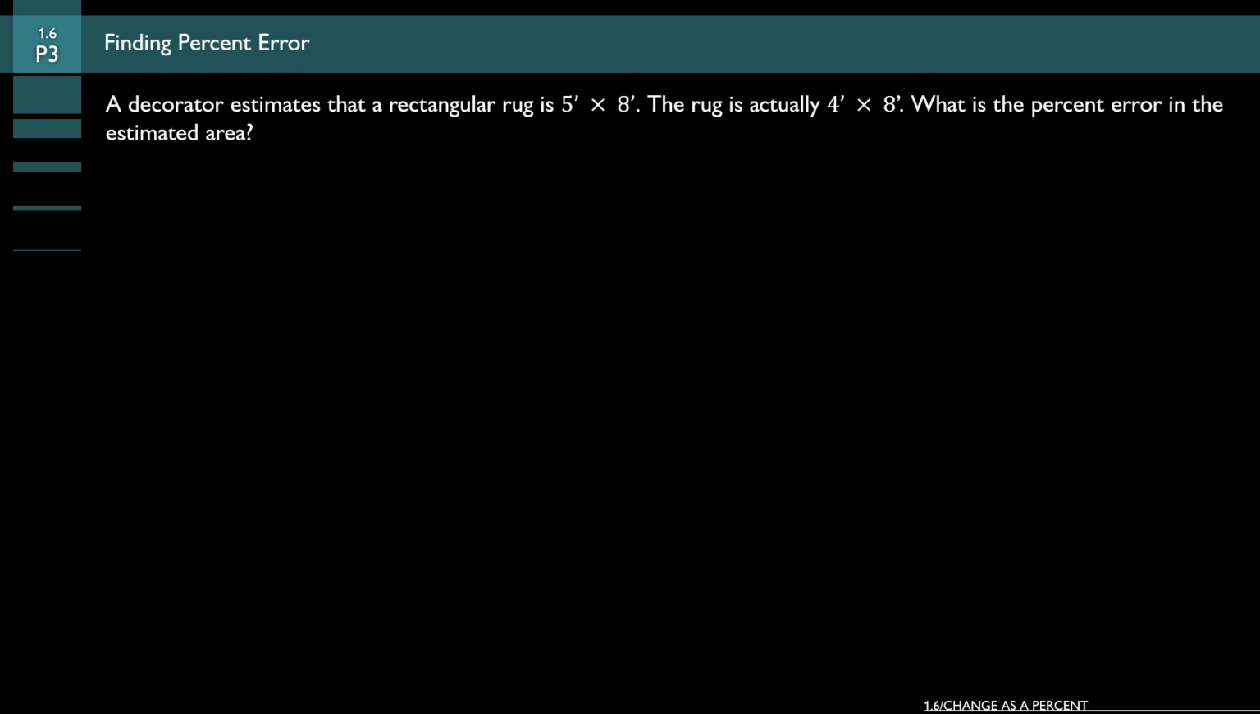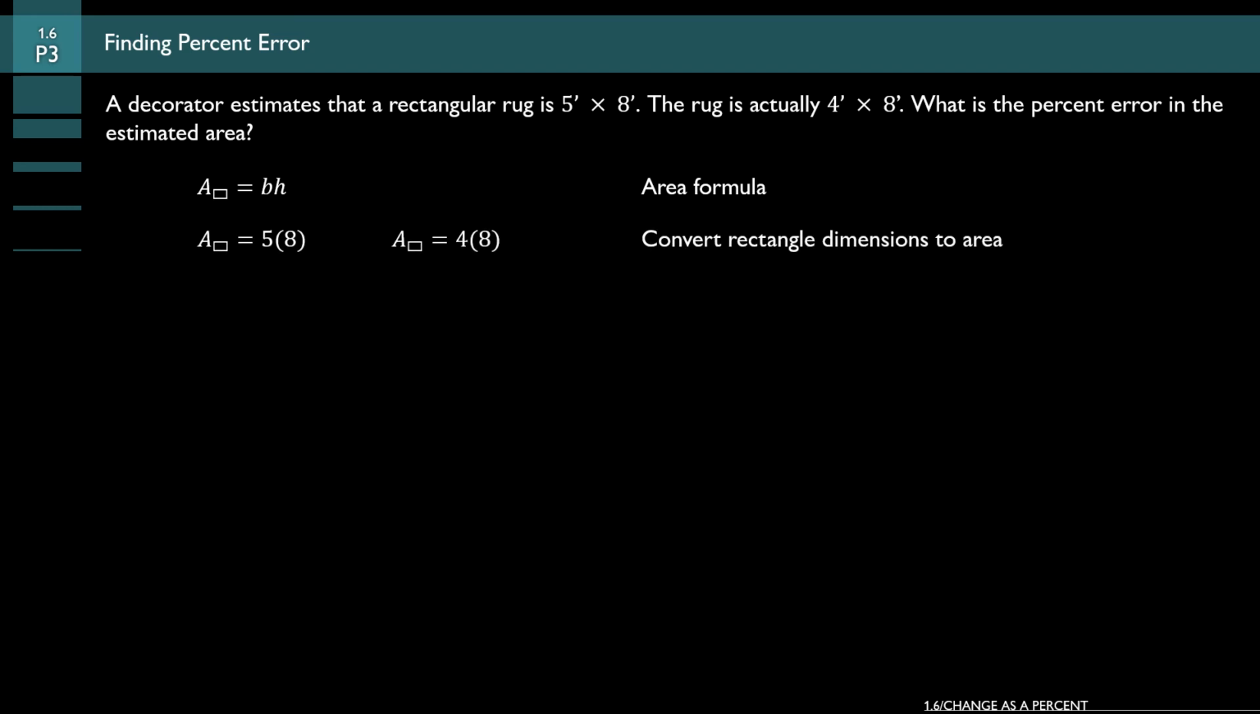And what is the area formula for a rectangle? It's base times height. So we're going to go ahead and multiply the base and height of both of those area rugs. Now the first one is going to be 5 times 8, and the second one is going to be 4 times 8. That gives us an area on the estimated rug of 40 square feet, and on the actual rug of 32 square feet.